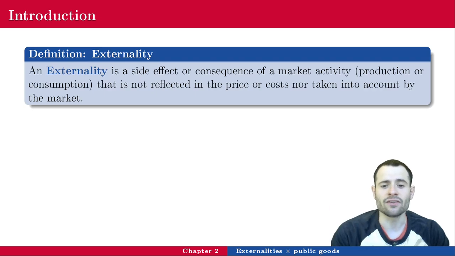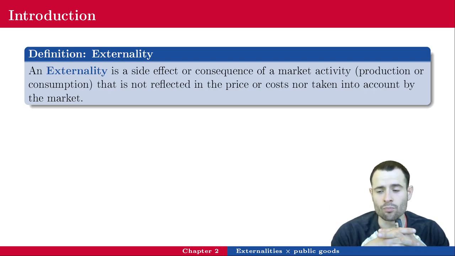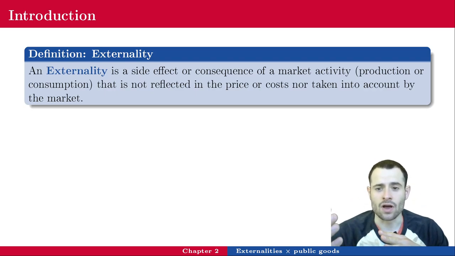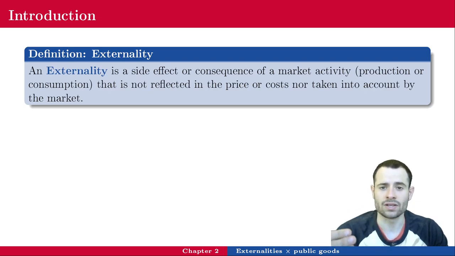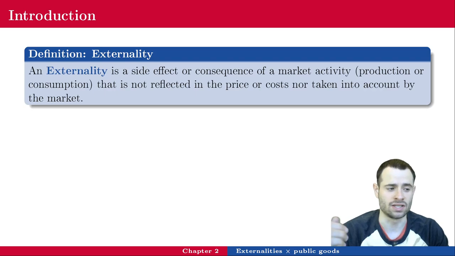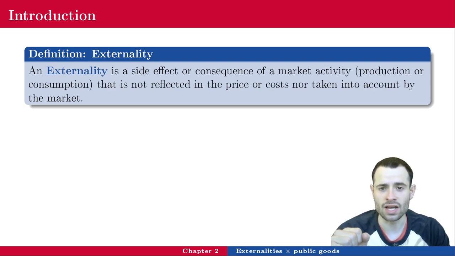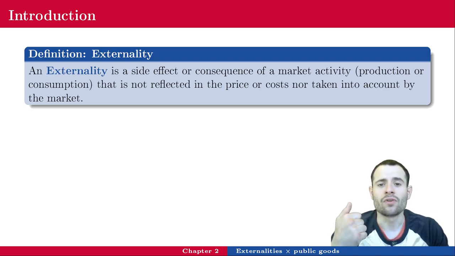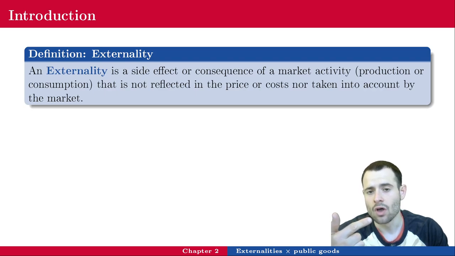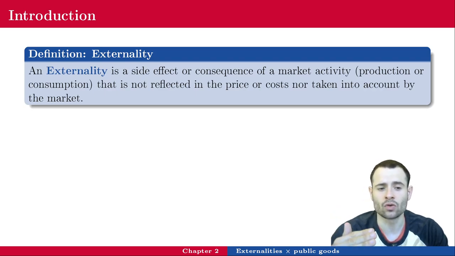An externality is a side effect or a consequence of a market activity, be it production or consumption, that is not reflected in the price or costs, nor taken into account by the market. A couple of things are important here. First of all, an externality is a consequence of a market decision. So if you decide to buy something, there might be some externalities. If a firm decides to produce something, there might be some externalities. Now, those consequences are called externalities if they are not either reflected in the price or in the costs, or more generally, if they are not taken into account by the market.